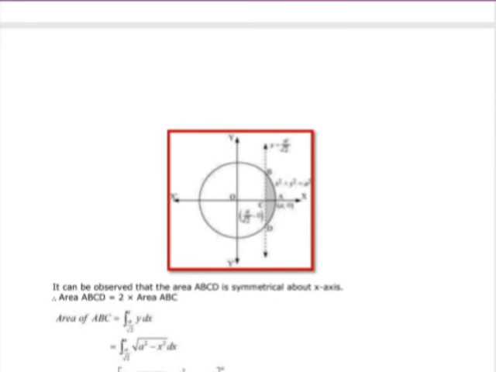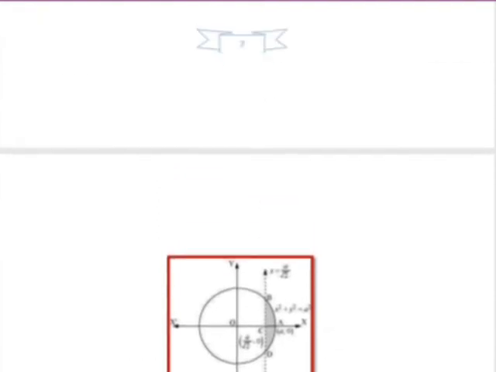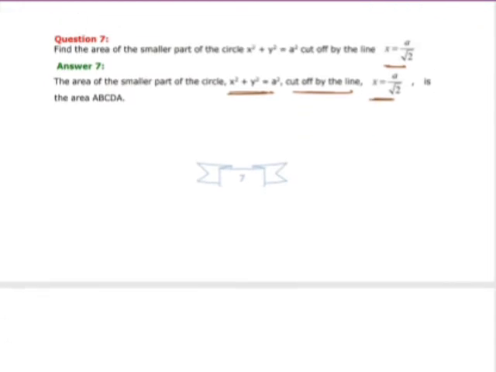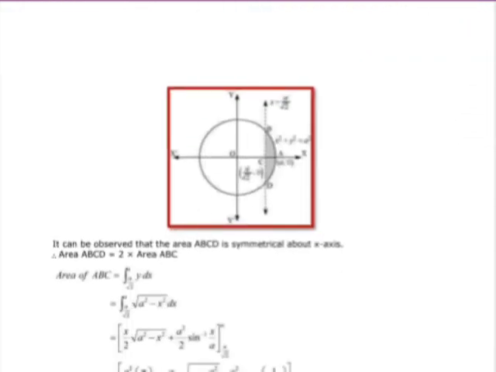We have taken the circle x square plus y square equals a square in standard form. The value of x is a by root 2, so we can take x equals a by root 2. The equation x square plus y square equals a square is the standard form of the circle. It can be observed that the area ABCD is symmetrical about the x-axis only.